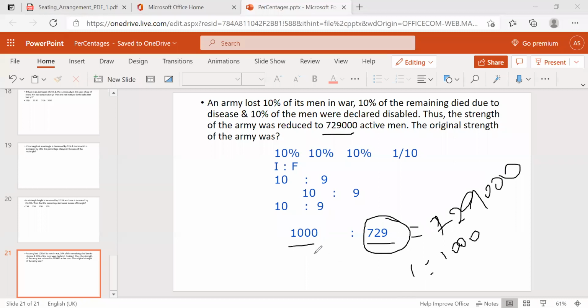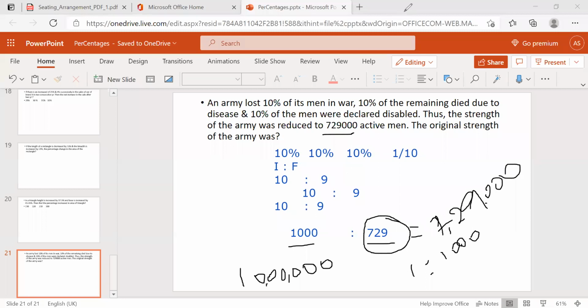So 1000 parts is nothing but 1000 into 1000. So we'll get 1,000,000. Which one is the answer here? Sorry, I didn't give the options. So the answer is nothing but 10 lakhs. Is it clear? Previously it was 10 lakhs. Now it is decreased like this, to 7,29,000. Okay. Now, this is what the problem.